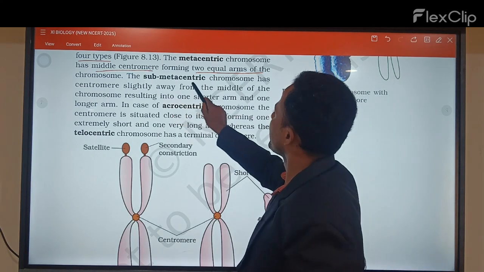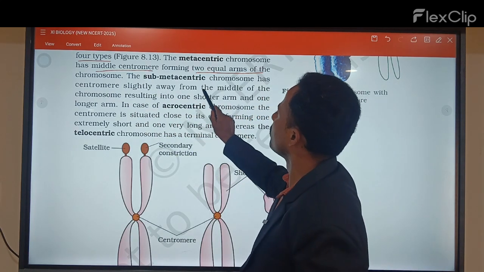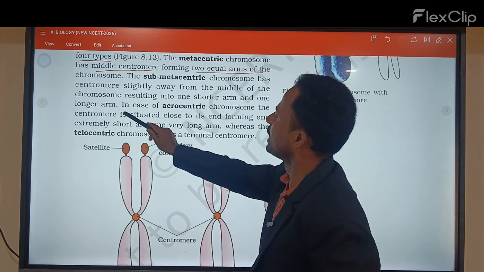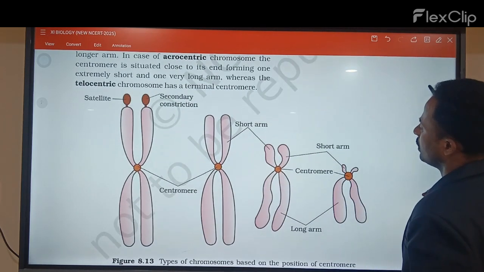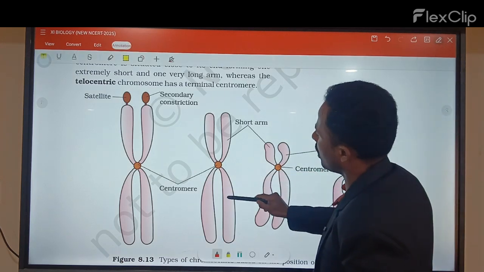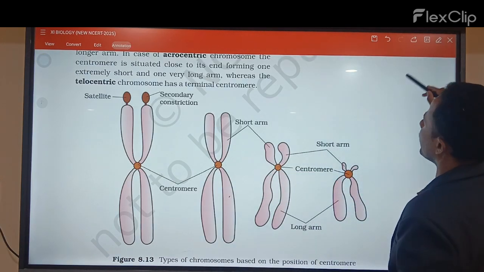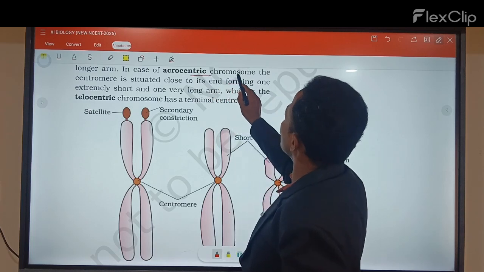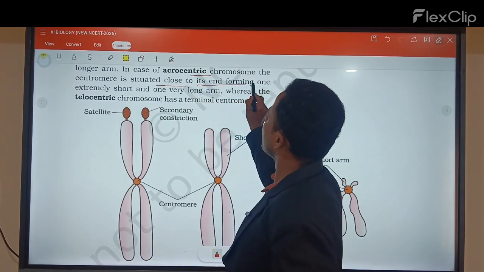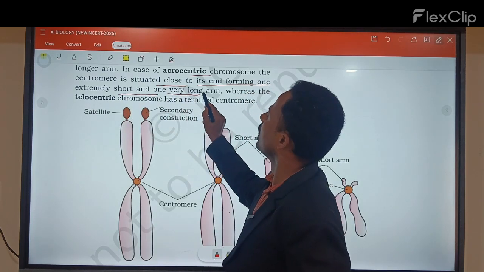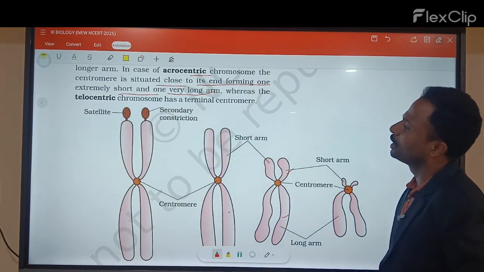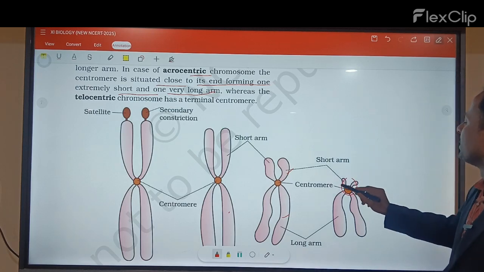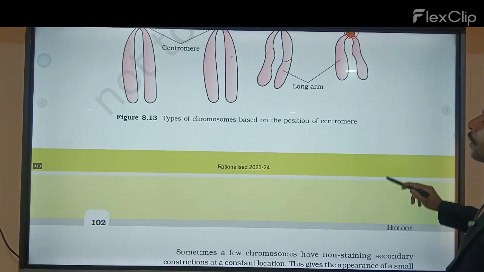The second one, the submetacentric chromosome, has the centromere slightly away from the middle of the chromosome, resulting in one short arm and one long arm. Next, in the acrocentric chromosome, the centromere is situated close to the end, forming one extremely short arm and one very long arm. Whereas in a telocentric chromosome, the centromere is terminal.